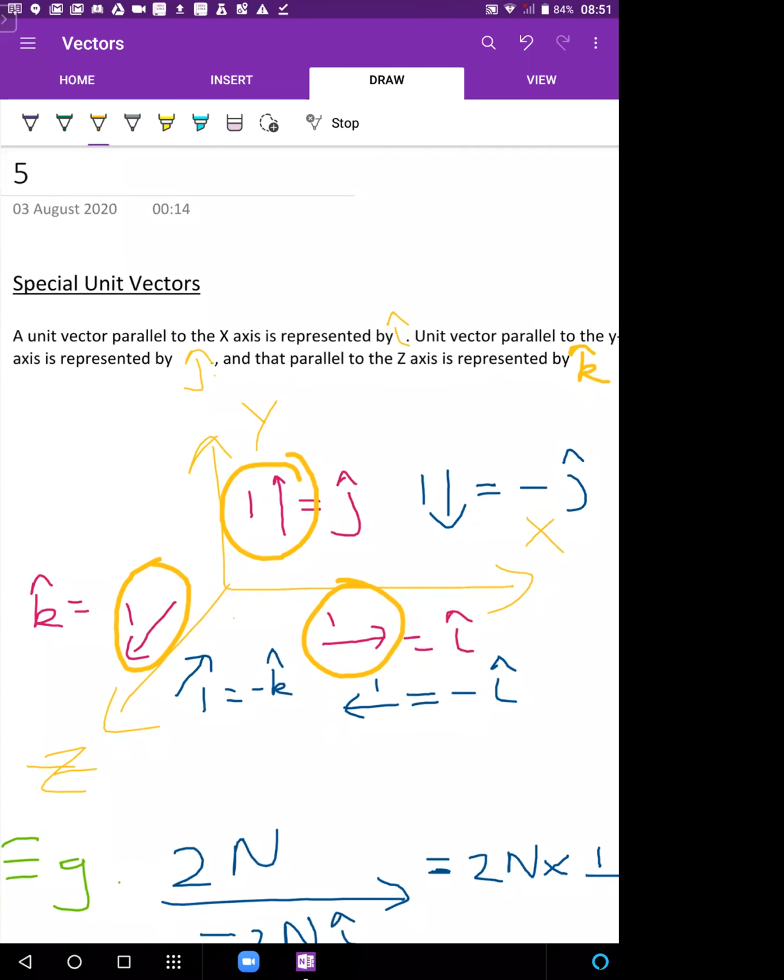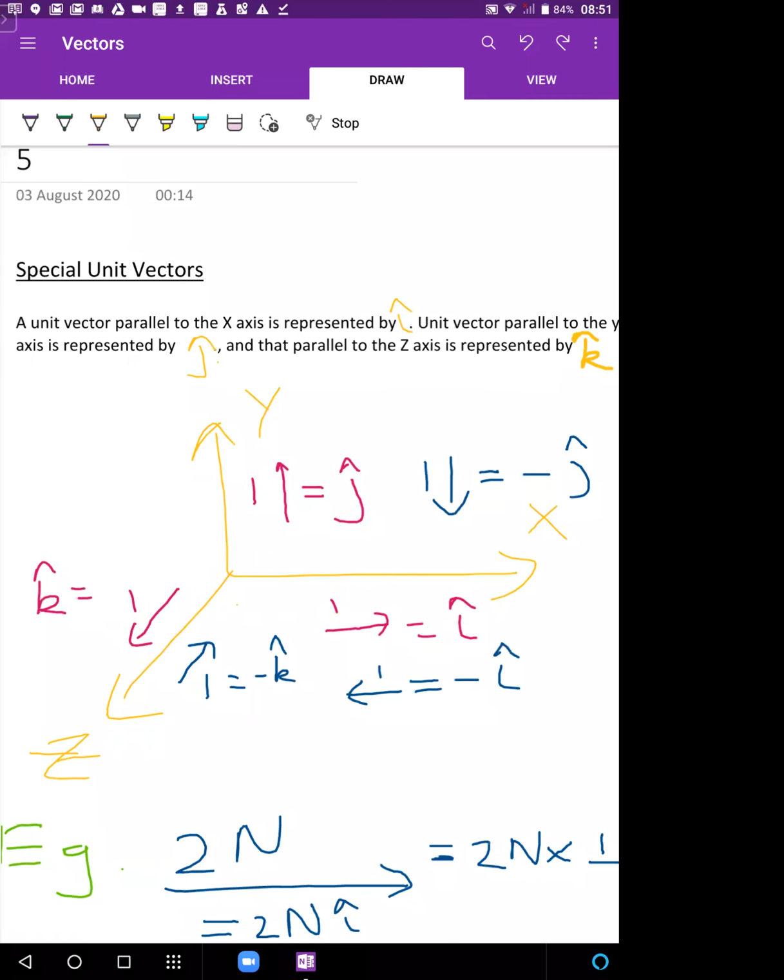Here we're going to get to see the use of unit vectors. For instance, I can say this vector, one opposite to my x-axis, one towards the negative x-axis, is minus i cap, because that is opposite to i cap.